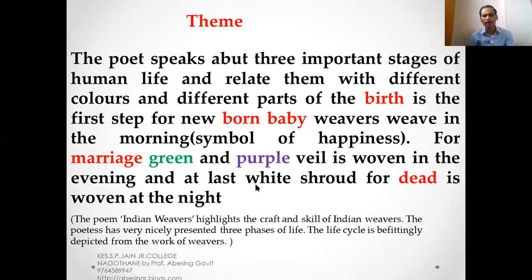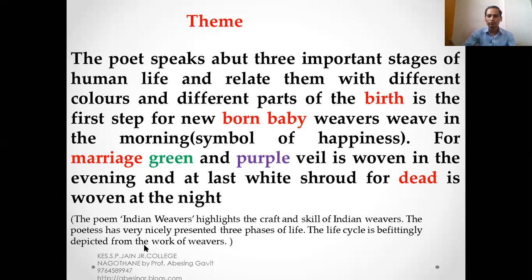And at last, the white shroud for the dead is woven at night. I told you that morning is a symbol of happiness. In the same way, night is the symbol of problems, difficult things, or we can say sadness is there. So the cloth is for a dead person, to wrap the dead person. That's why. This is the theme of the poem.